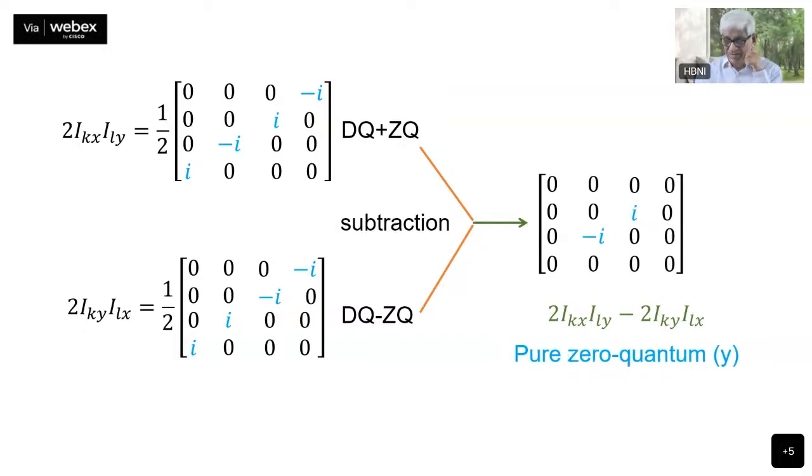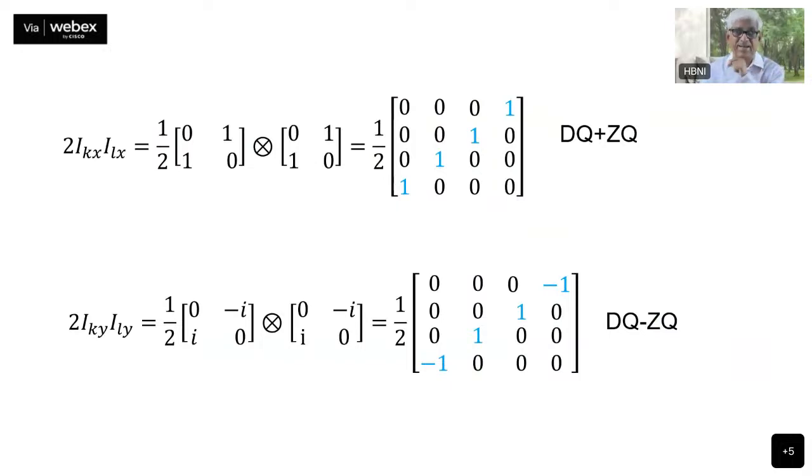Okay. Now let's see what happens if I take the other kind. Now 2 IKX ILX. There I had considered earlier IKX ILY. So what I do now, I do IKX ILX. Both are the same here, right? K and L. Take the direct product. Once again, I get the same 4 by 4 matrix, but now 1, 1, 1, 1 along the double quantum and the zero quantum positions. Okay, this is again a sum of double quantum and zero quantum, plus these are now real numbers. In the previous case, they were imaginary numbers. Here they are real numbers.